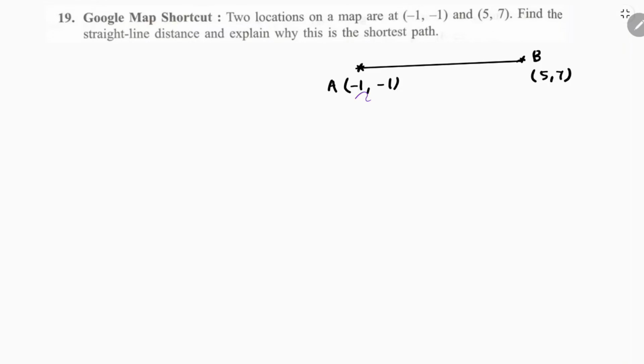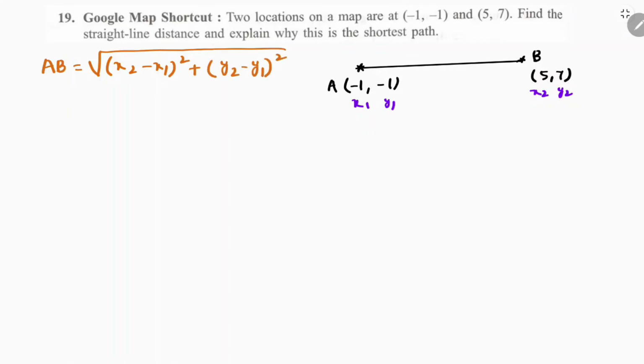So I'll consider 2 points like x1, y1, x2, y2. So the distance formula is under root x2 minus x1 whole square plus y2 minus y1 whole square. So AB distance is under root x2, which is 5, then write minus. Now if you'll see x1, again it is minus. So minus of minus, it will become plus. So directly I'll write here plus 1 whole square.